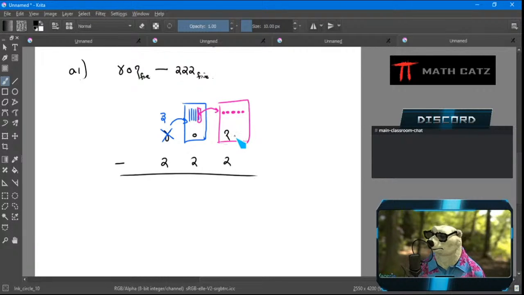So I kind of am stuck. 6, take away 2 is 4. I have a symbol for that. Now to the middle column, I have 4 left, and I take away 2, that's 2 again. Next column, 3 take away 2, 1, and I'm done. So this is my suggestion for the borrowing, to draw some pictures.